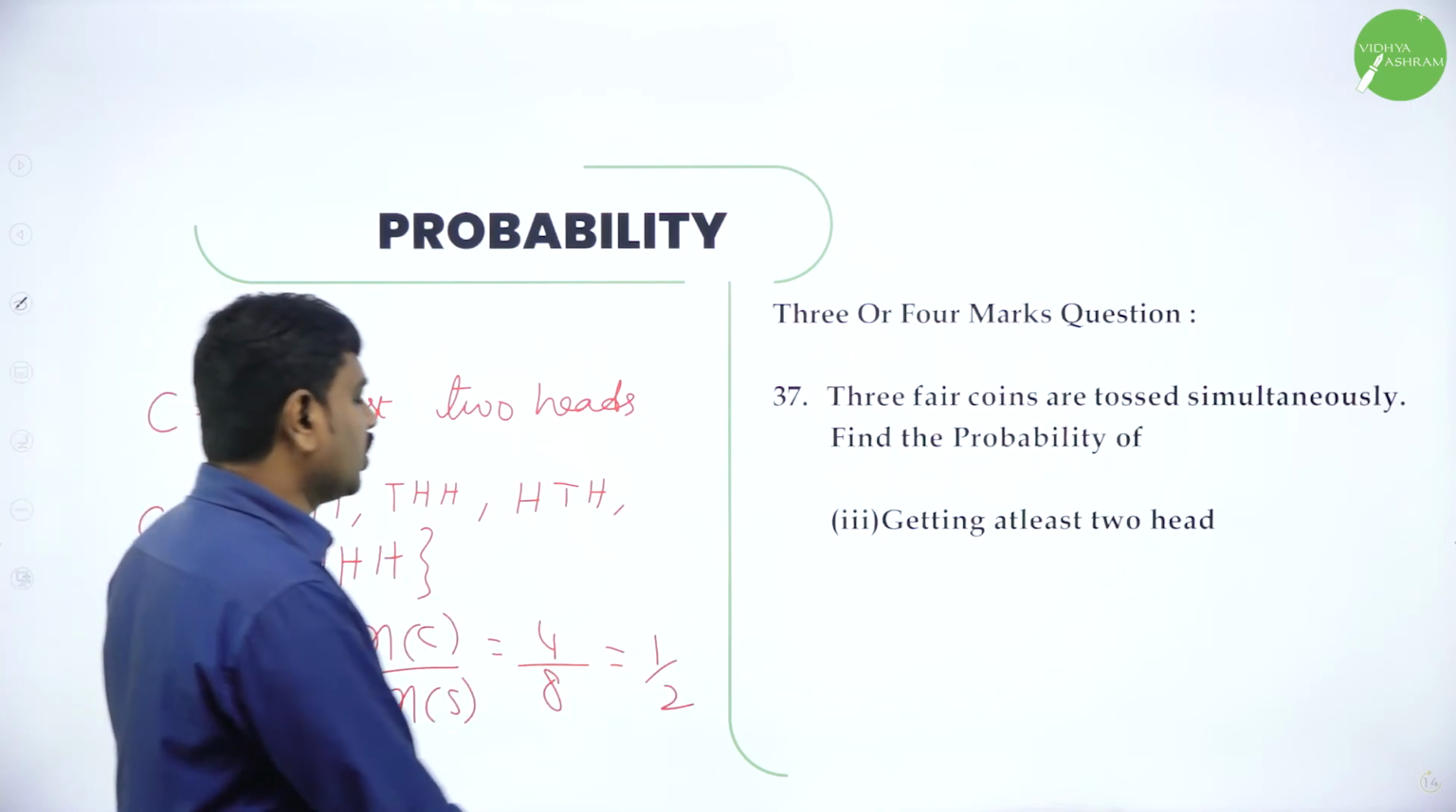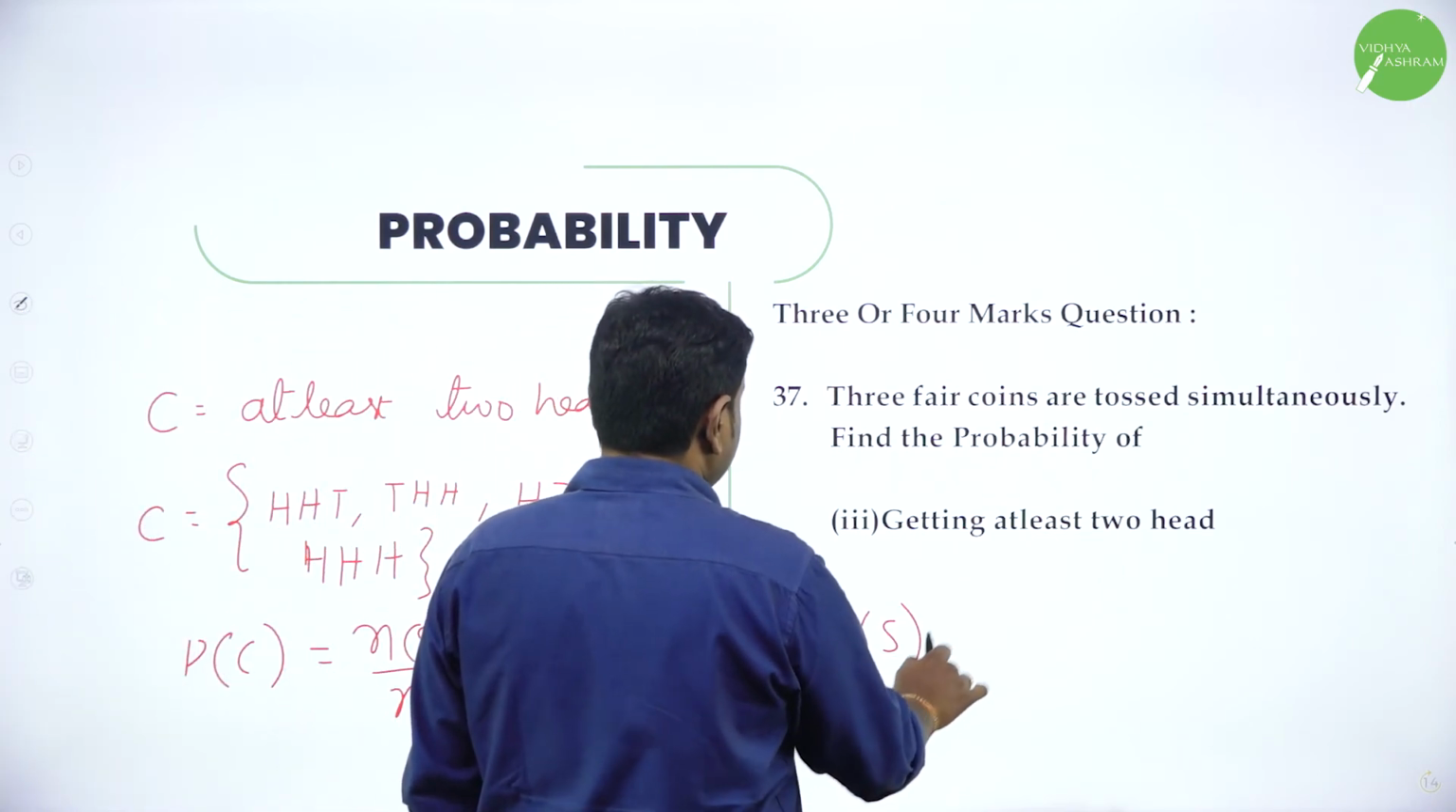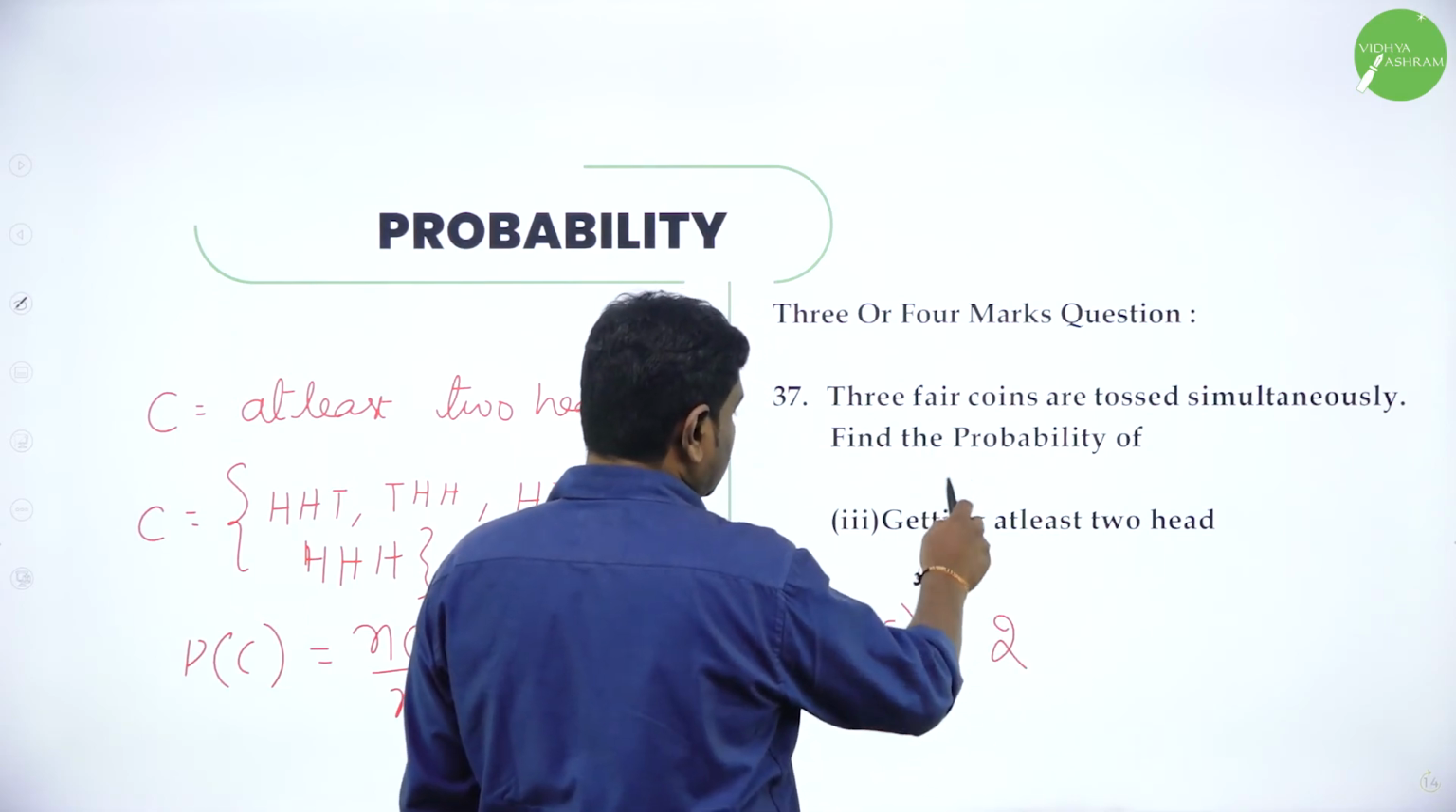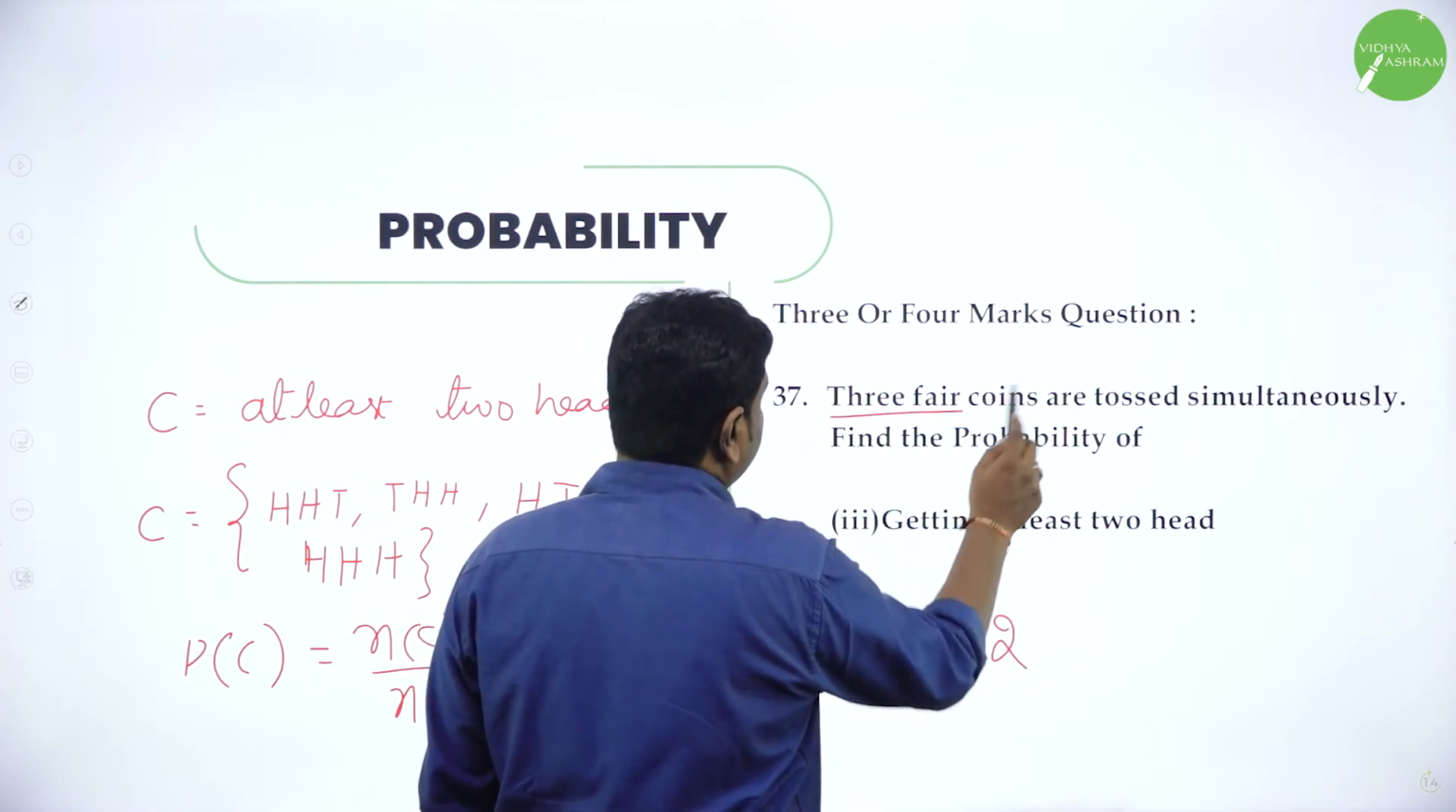You know N of S means total outcomes. Total outcomes are what? When you toss one coin you will get 2. So you are tossing 3 coins, 2 cube is 8.